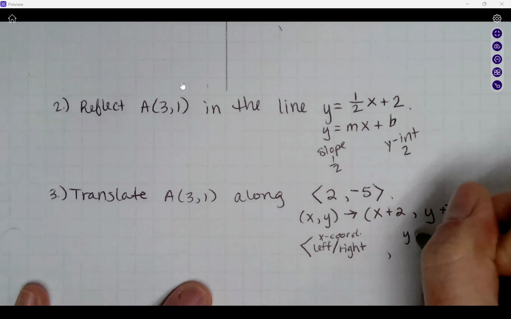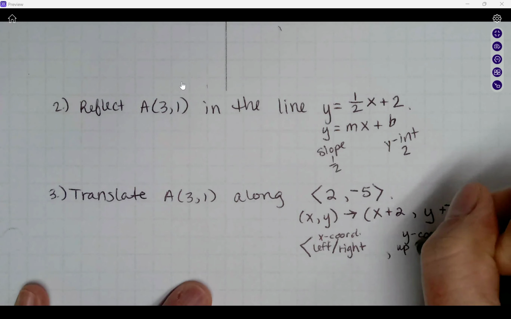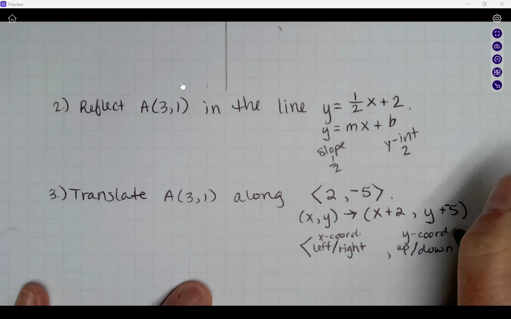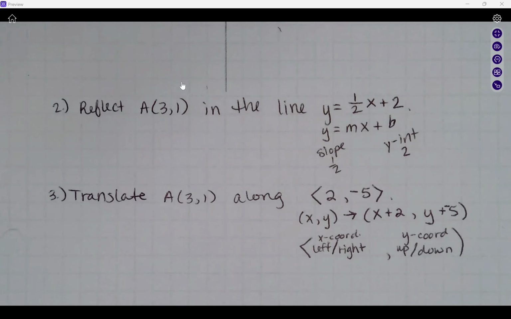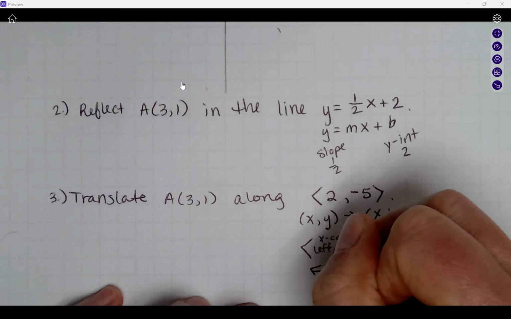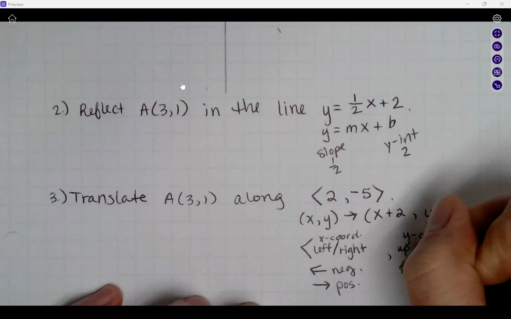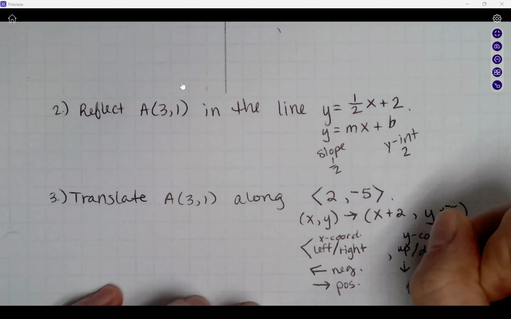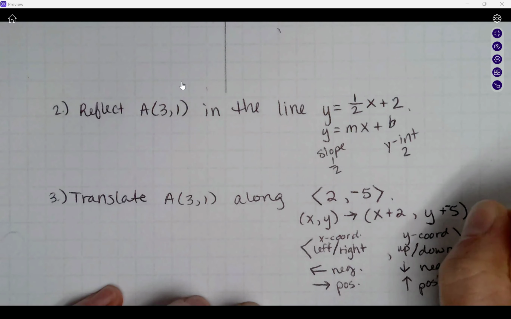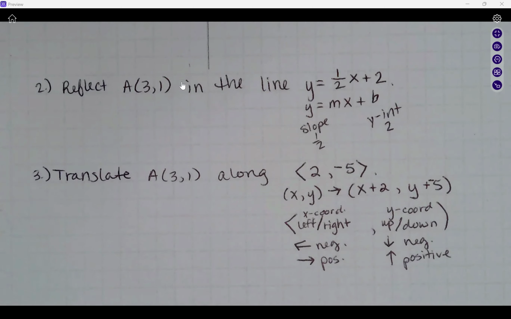Our y-coordinate of the vector is going to tell us our up or down shift. If we're moving to the left, it's negative. If we're moving to the right, it's positive. If we're moving down, it's negative. If we're moving up, that's positive. So we are going to physically translate point A first, and then next we're going to go ahead and just do the algebraic approach.